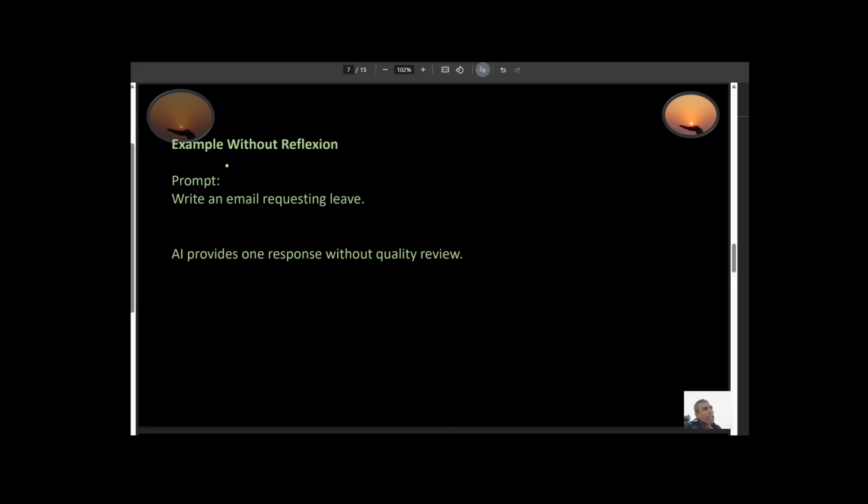So let's take a look at an example of a prompt without reflection. Write an email requesting leave. That's it. In this case, AI may provide one response without performing a quality review.